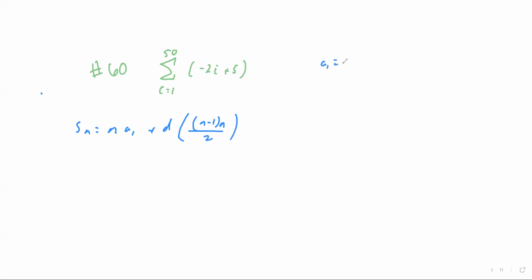So let's look at number 60. You're presented with the sum from i equals 1 to 50 of -2i plus 5. So again, let me use the other way just so you can see it. So the other formula would be n times ace of 1 plus d times n minus 1 times n divided by 2. Again, to me, this seems like a lot. But it'll give you the same answer.